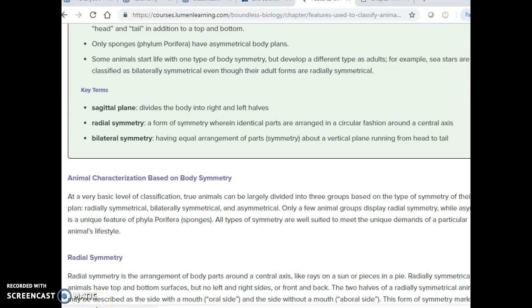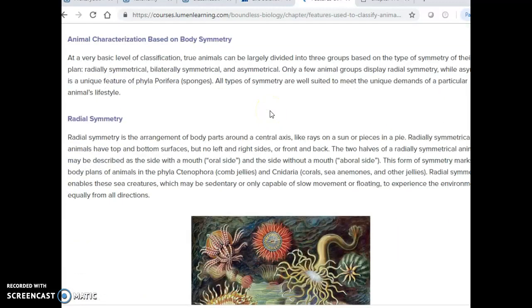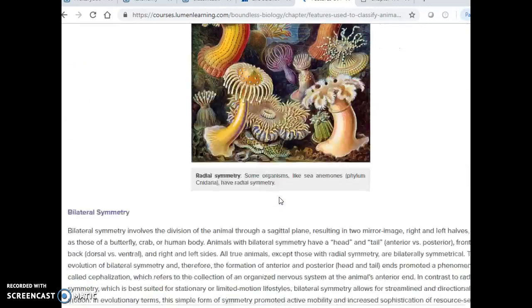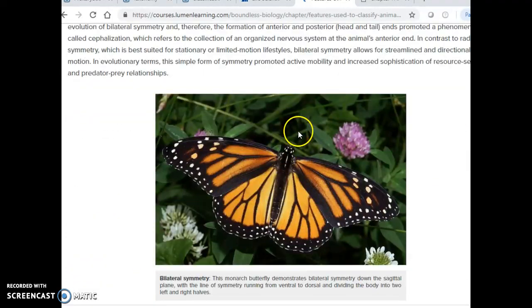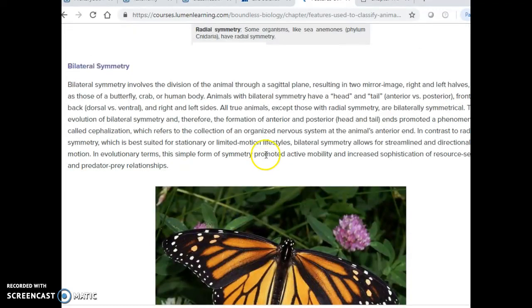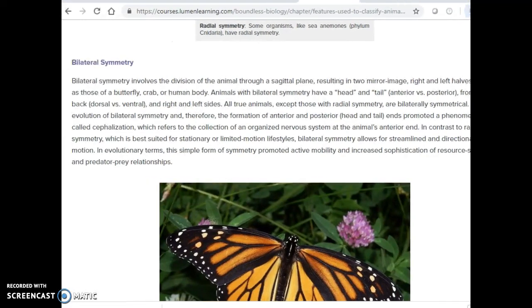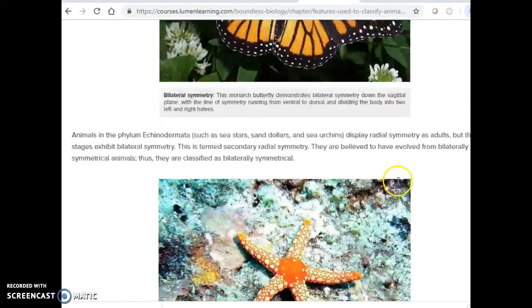Refresher on body symmetry. We know we had radial symmetry, bilateral symmetry, sagittal divides the body into right and left halves. We didn't really focus on that one, but we did focus on looking at bilateral symmetry, meaning that we could cut it down the middle, and it's basically a mirror image of each other, resulting in 2 mirror images of right and left halves, such as those of a butterfly, crab, or a human.